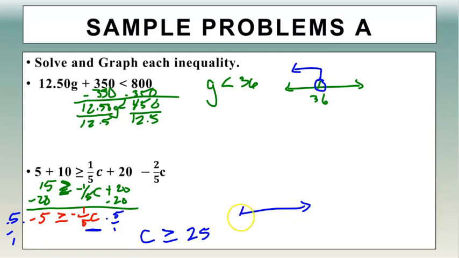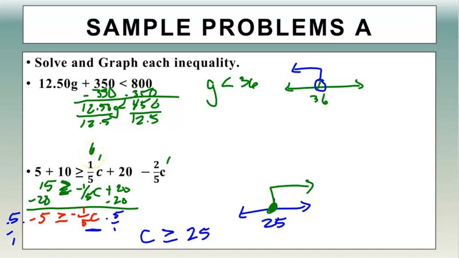So now let's just graph this. We got 25 here. It can equal it, so it's a filled in circle. Greater than can go to the right. Now if I want to just check my answer, I can put a number bigger than 25 in there. I'm going to use 30 because I know 30 is divisible by 5. So if I put 30 in for c here, and 30 in for this c, 30 divided by 5 is 6.